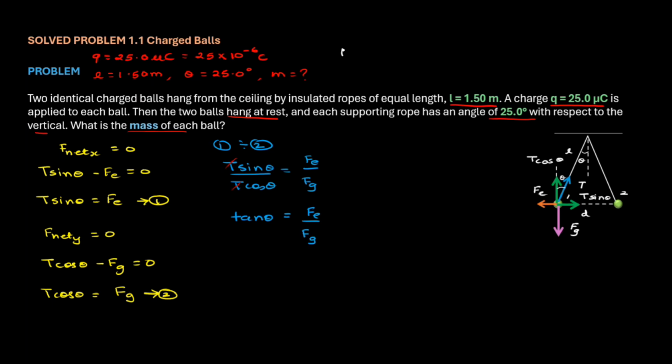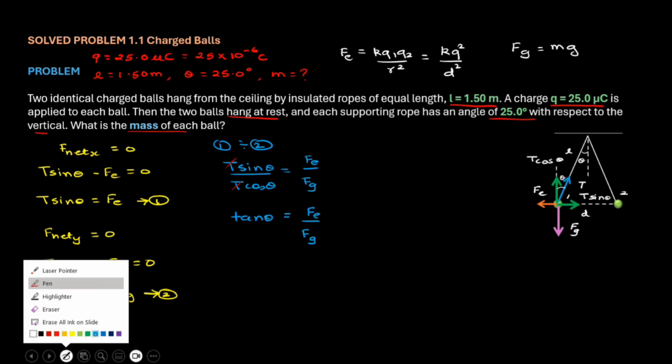Now we know that the electrostatic force between two charged objects can be written as K Q1 Q2 over R squared. Since both balls have the same charge, we can write this as K Q squared over R squared, where R is the distance between them. Here, the distance between the two balls is d, so I will replace R with d squared. Also, the force due to gravity, Fg, can be written as m into g. We will substitute these two expressions of forces in our equation.